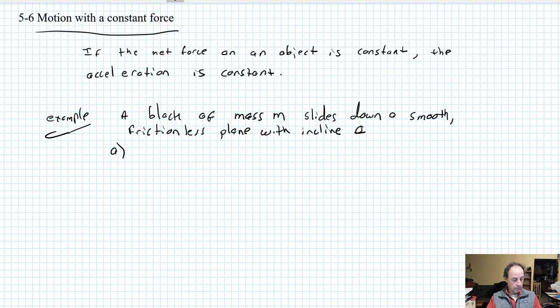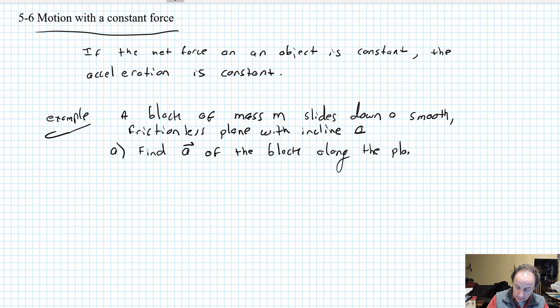Two things to do. Find the acceleration of the block along the plane. And we want to find the normal force of the plane on the block.